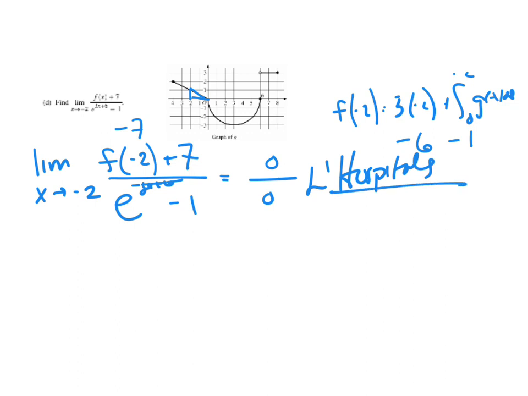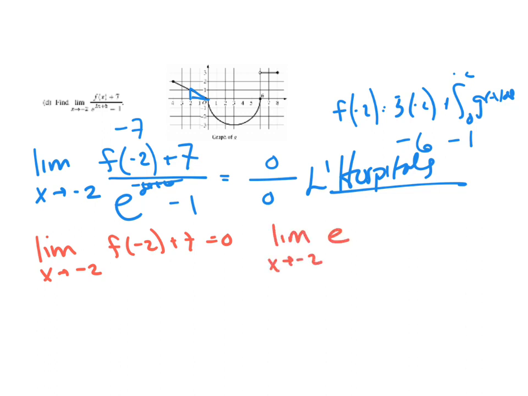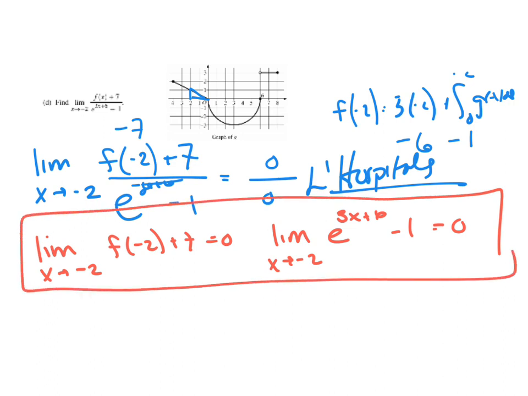0 over 0, indeterminate. When we're using that, the AP states that we have to write these separately. So I do have to write the limit as x approaches -2 of the numerator equals 0, and the limit as x approaches -2 of that denominator equals 0 as well. This is something they are looking for, and we just want to make sure we do it. We're going to state them separately.